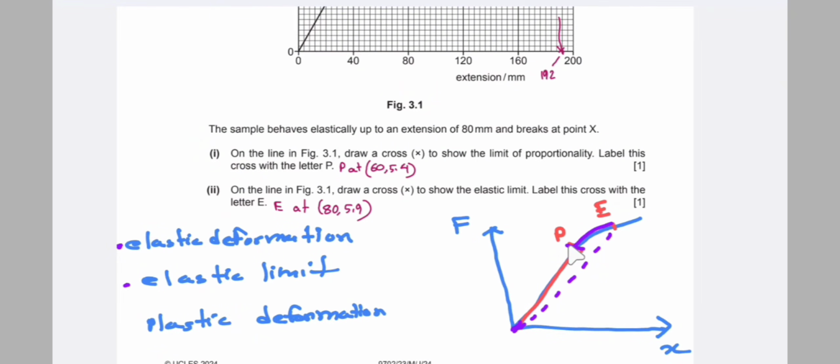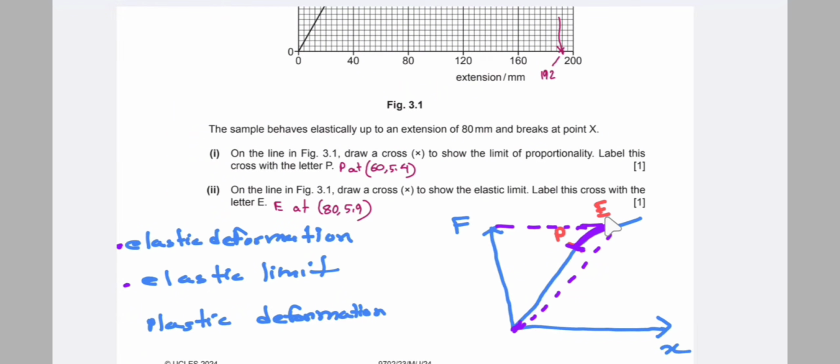And for the limit of proportionality, force is directly proportional to extension, so this line is a straight line. After this point, this is the elastic limit. The elastic limit is the maximum force that can be applied to the object such that the object returns to its original shape or size when the force is removed. That means the object returns to an extension of 0. So here we can see that the object returns from this point to an extension of 0.